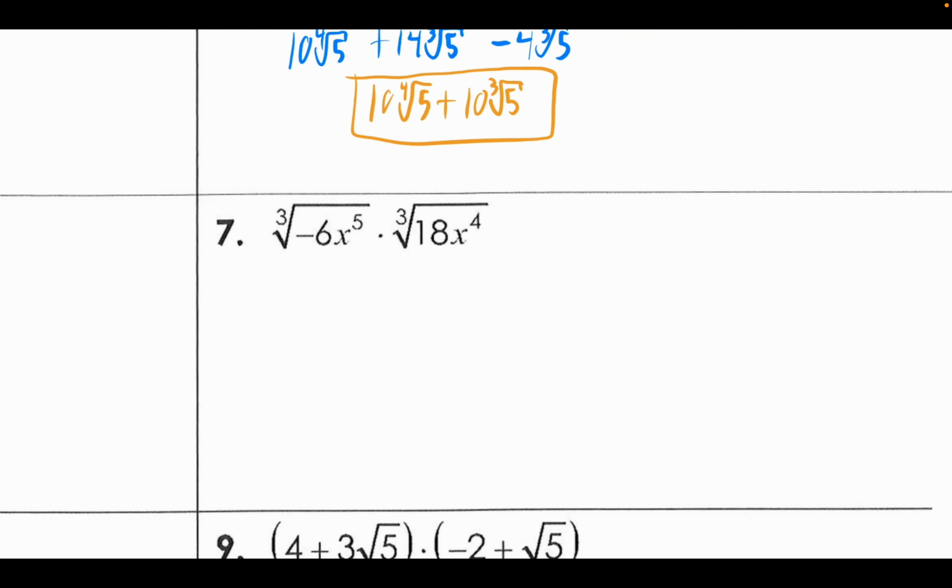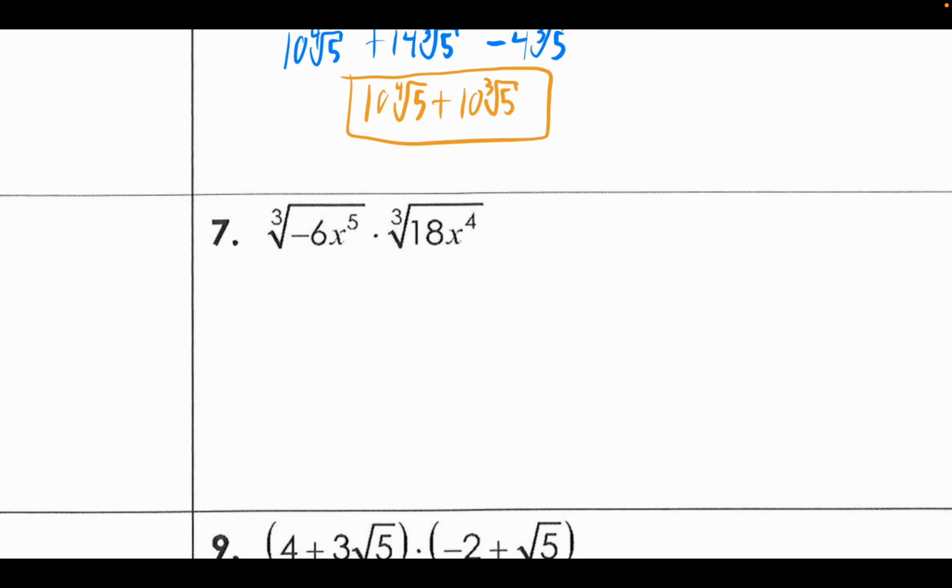Number 7, no outsides to multiply, so we'll just have the cube root and multiply the inside. So negative 6 times 18 would be negative 108. And as we multiply the x's, I made my radical too small. As we multiply those x's, we add the exponents to get x to the 9th. Now we need to simplify each of these. So cube root of negative 108, cube root of x to the power 9.